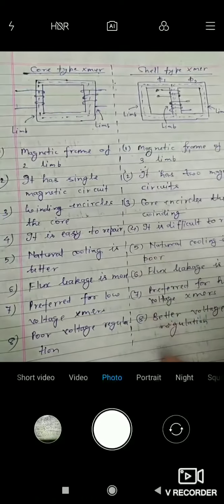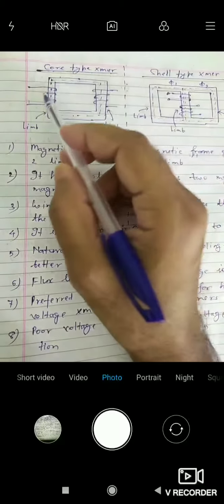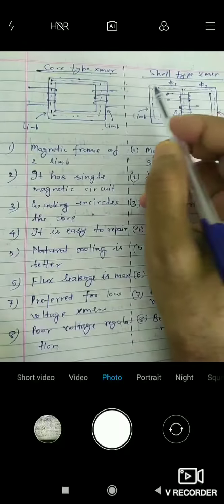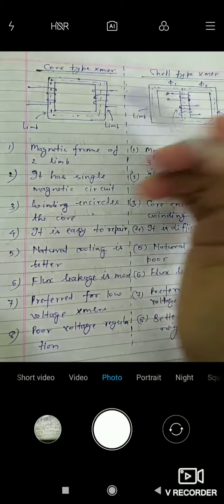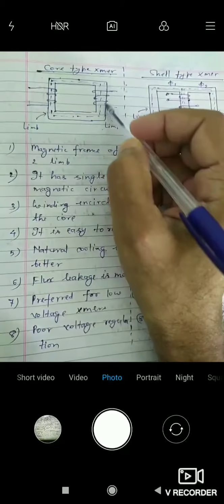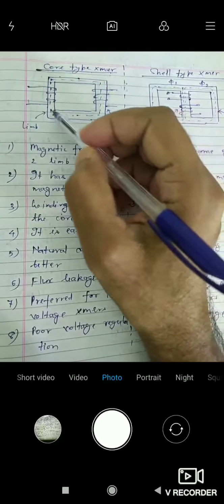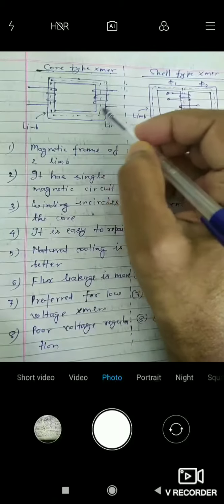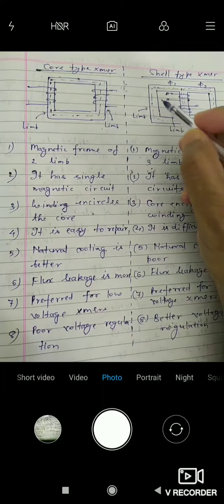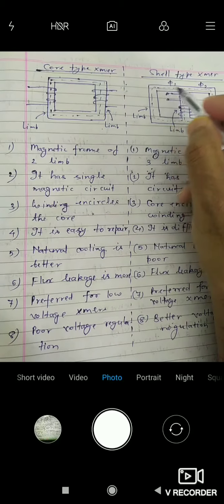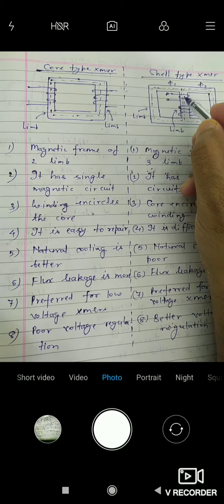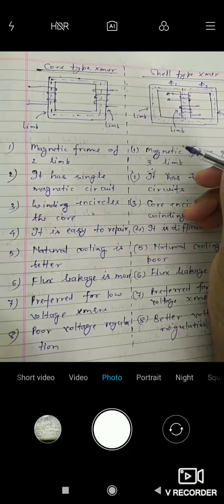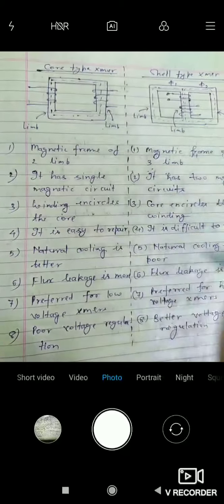So I have written this already. This is core type transformer and this is shell type transformer, right? For core type transformer, we have one core as shown in the diagram, on which there is one winding, there is another winding. In shell type we have this type of diagram in which windings are placed on the central limb. So this is one winding and this is the second winding. So this is the constructional difference between core and shell type.